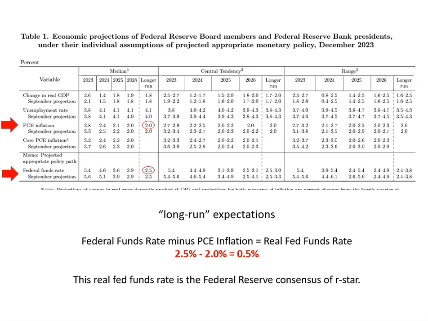Federal Reserve officials publish their expectations for long-run real interest rates, as shown in this table from the Fed's Summary of Economic Projections report. The real Fed funds rate, which can be calculated from this table, is the Federal Reserve's consensus of R-star.